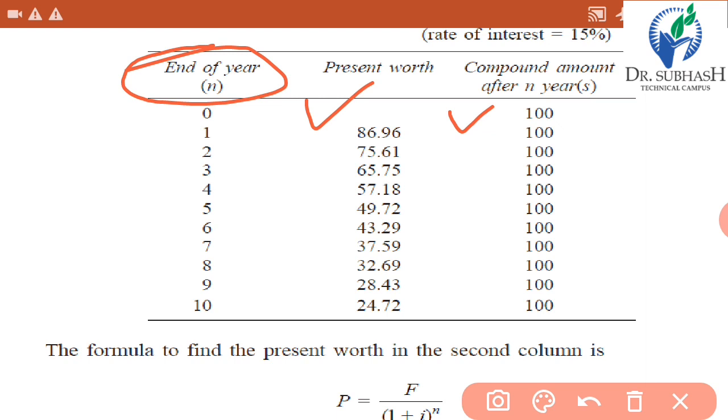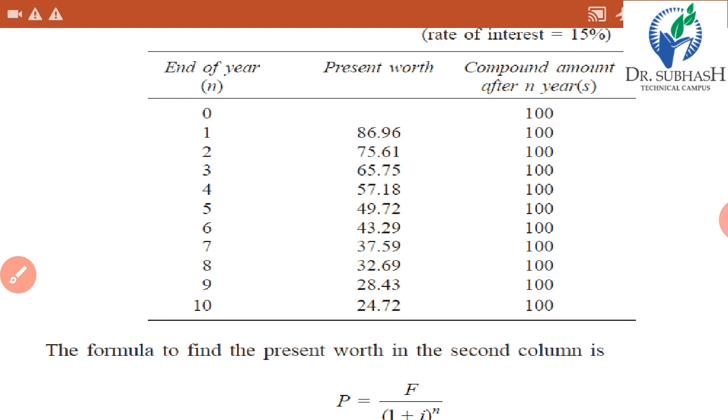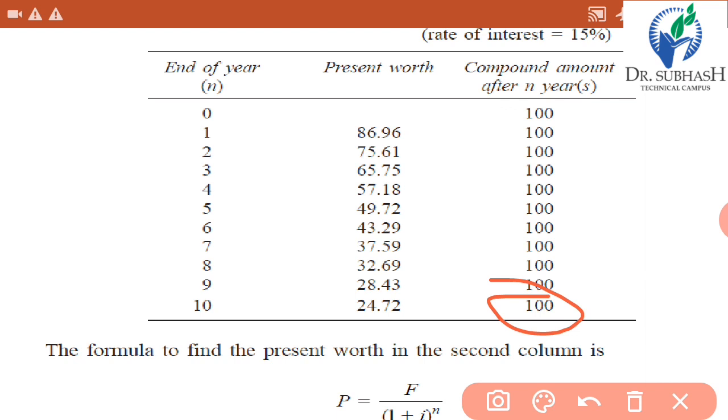Now in this table we can think in reverse. It means if we require 100 rupees after 10 years, then today we have to invest only 24.72 rupees. Then after 10 years we will get 100 rupees. This type of analysis is known as present worth analysis or present worth method.